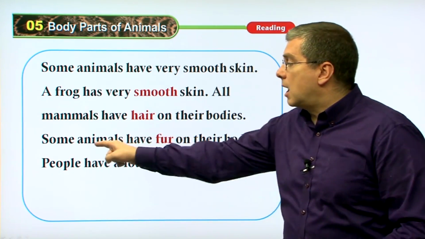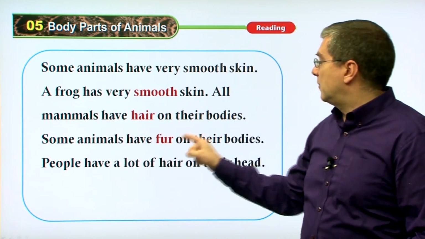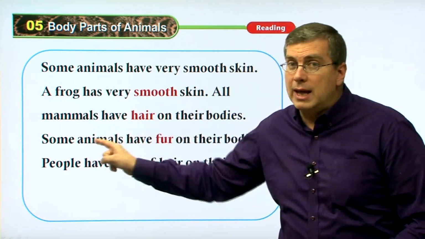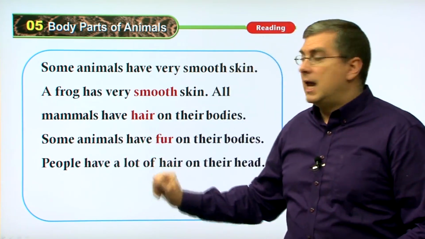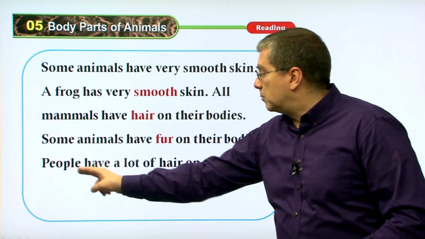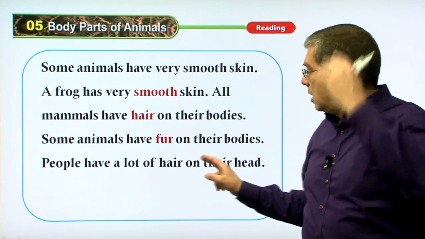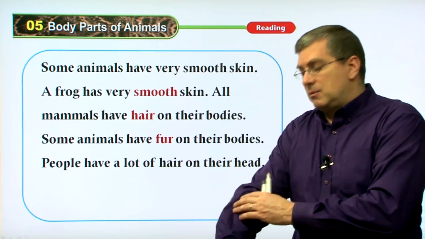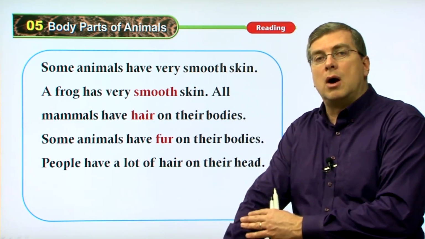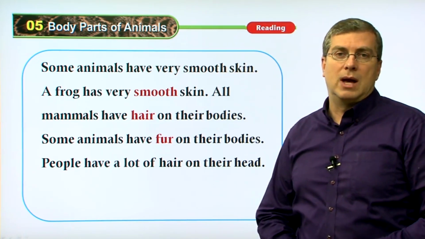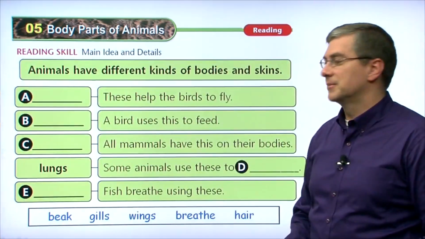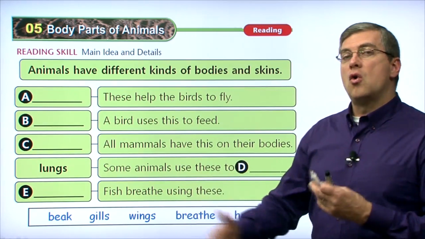Fur is only on animals. Some animals have fur on their bodies. Not all animals, some animals. And when we talk about people, we say people have a lot of hair on their head. Sometimes people have hair on their arms and their legs as well. Okay, moving on. Okay, let's go over the reading.